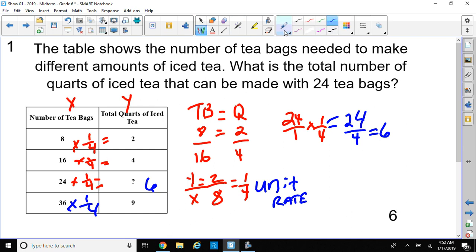So here's something you should know. Let's get our colored pen one more time. The unit rate was 1/4 when you multiply, or you can divide by 4. So here's a nice little formula to find the unit rate. Divide the y, the second column, by the first column. That's a nice way to find the unit rate. And you should know that multiplying by 1/4 is the same thing as dividing by 4. Okay, that was a good question. So let's go on to the next one now.